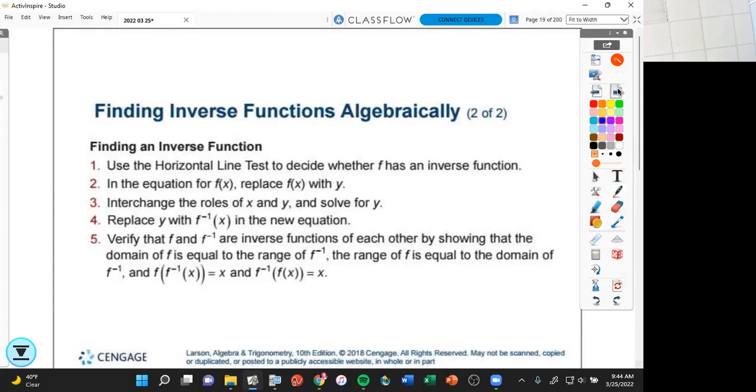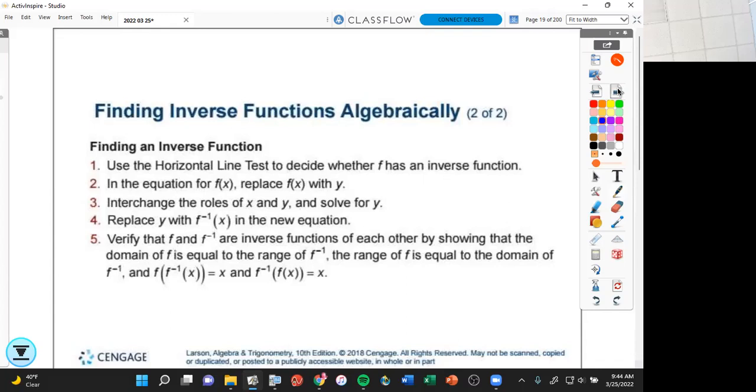Step number 2, in the equation for f of x, replace f of x with y. That's what we did a while ago. Step number 3, swap x and y. Step number 4, they say to go ahead and replace the y with f inverse right now. I don't do that. I leave it y. If you'll notice, I changed colors, right? My original equation was blue. When I swapped x and y, I went to red, and I left it in red. And at the very end, I changed the y back to f inverse, because if you have multiple y's, writing f inverse a bunch of times can get very sloppy. So I don't necessarily do step 4.